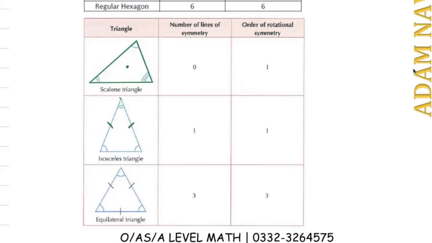And to figure out the order of rotational symmetry, you're going to check how many times it will fit its outline when rotated 360° about the central point. So if you rotate it 90°, 180°, 270°, 360°, it only fits the outline once in 360°. So the order of rotational symmetry is 1.